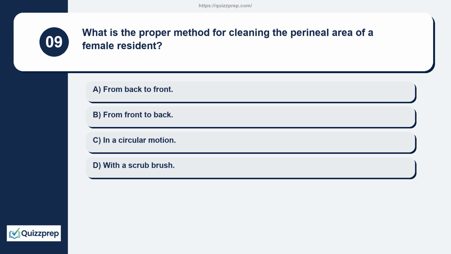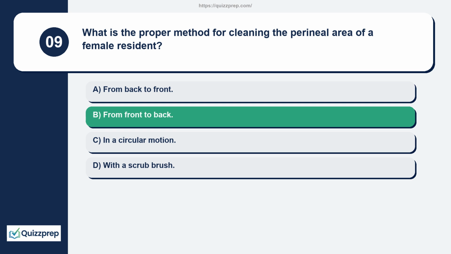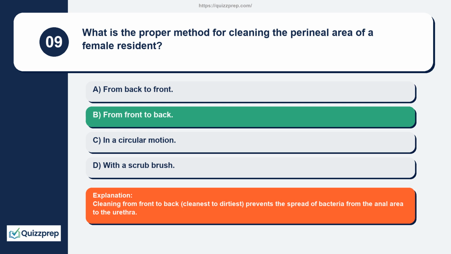Question 9. What is the proper method for cleaning the perineal area of a female resident? From back to front. From front to back. In a circular motion. With a scrub brush. Cleaning from front to back, cleanest to dirtiest, prevents the spread of bacteria from the anal area to the urethra.